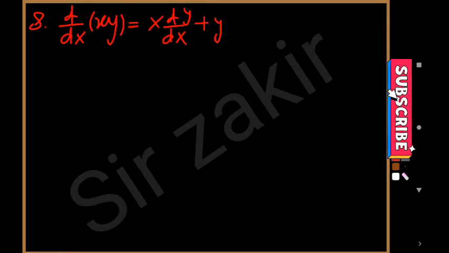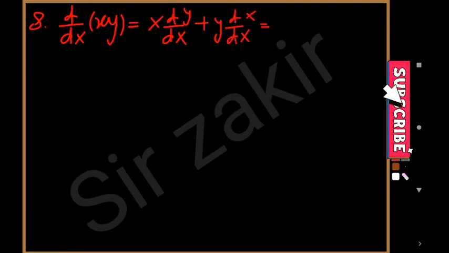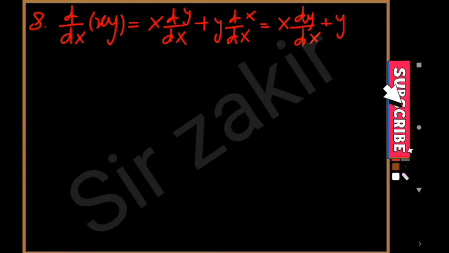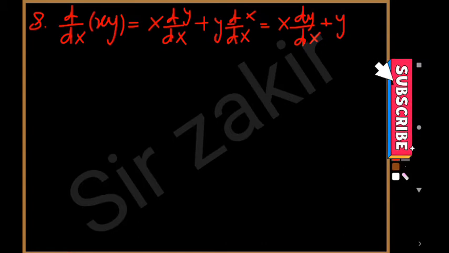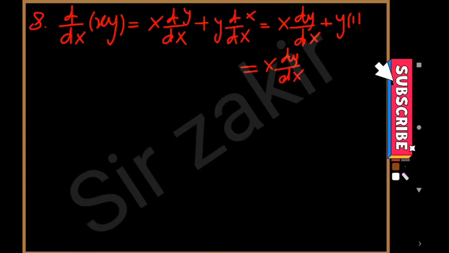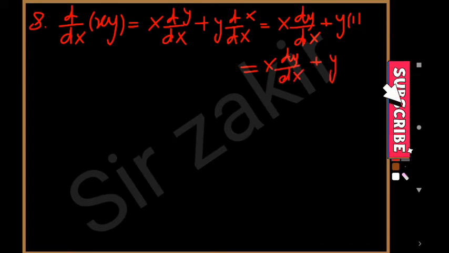Number 8: d by dx of xy. xy is the product of two variables, so the product rule is applied. X first, d by dx applies on y, plus y first, d by dx applies on x. So it is x dy by dx, plus y into dx by dx, which becomes 1. Finally it is of the form x dy by dx plus y.